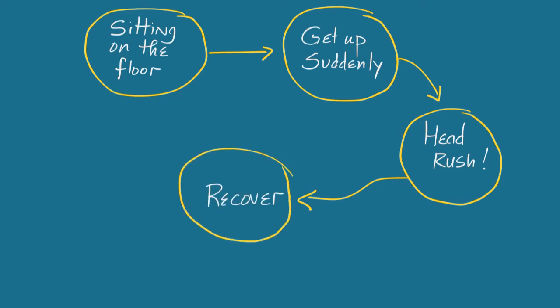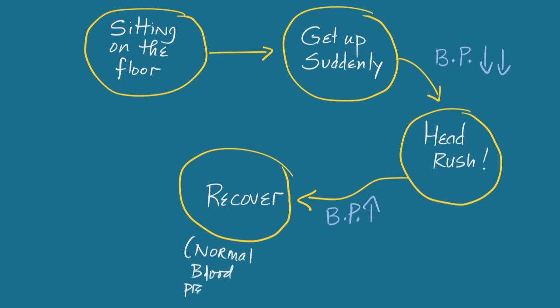So what's happening? When you get up suddenly, there is also a sudden drop in blood pressure. You remember, you need blood pressure to send blood to the head. So when there is a sudden drop in blood pressure, less blood is flowing to the head, causing you to experience the head rush. The body recovers quickly by raising the blood pressure and taking it back to normal.